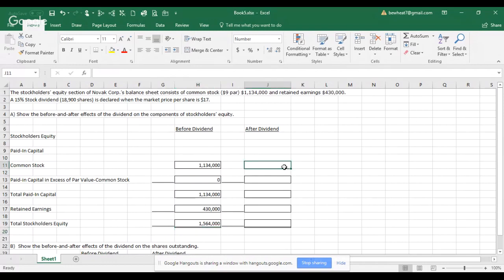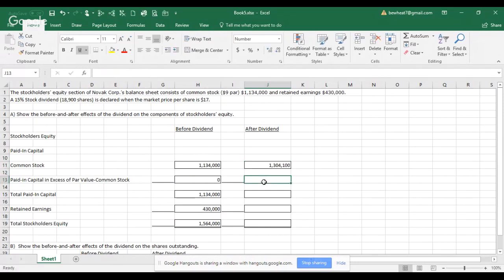Now, after dividends, we have to do a little more calculating. To get our common stock after dividends, we have to take our 18,900 shares and multiply it by the 9 par value. 18,900 shares times 9 gives us 1,304,1.